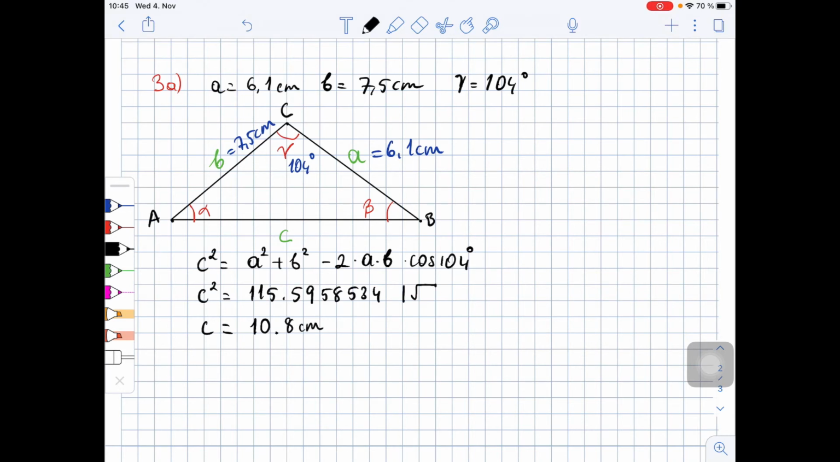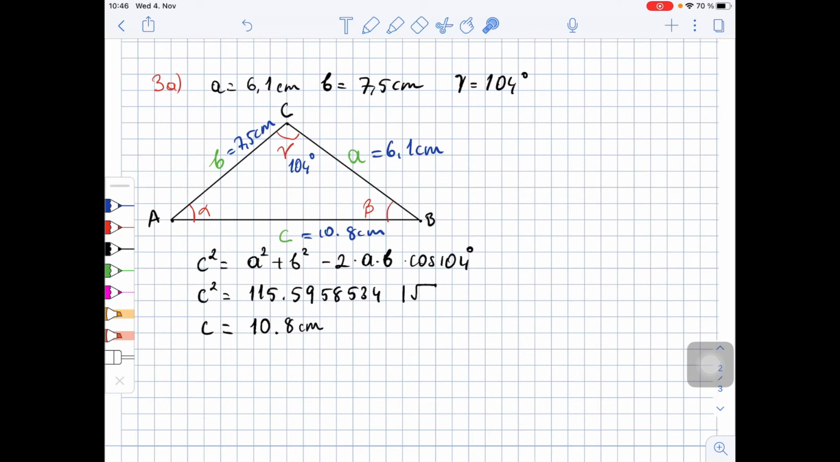Is this okay? Yeah, let's write it down. c is equal to 10.8 centimeter. Now I know all three sides. I know this side, and this side, and then I know one of the angles. What I need are these two angles, right?